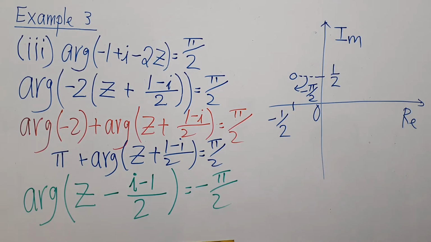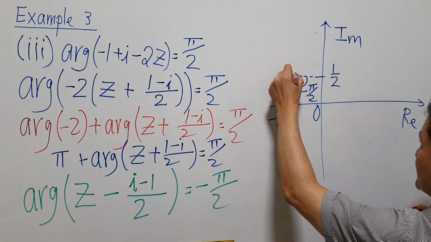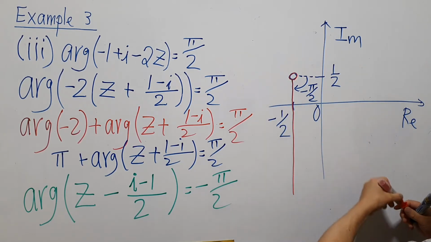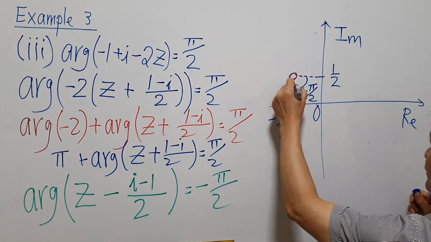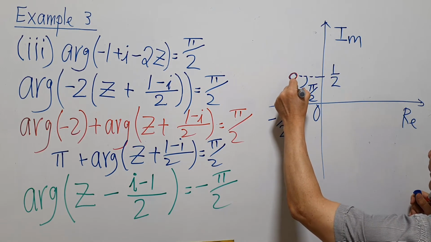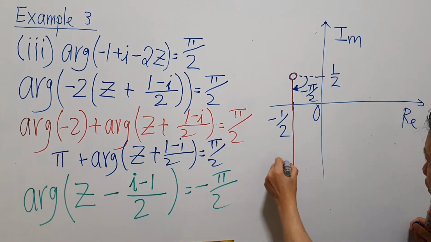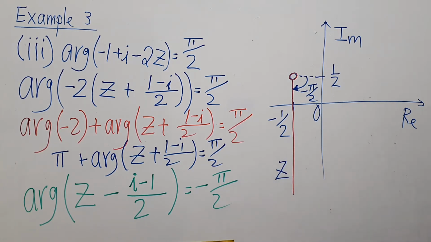This angle is minus pi over 2. So therefore, your locus will look like this. Unshaded circle, and then go down all the way. This is the argument, this angle minus pi over 2. So this is my locus of the point z that satisfies this equation. And this is example 3 part 3.